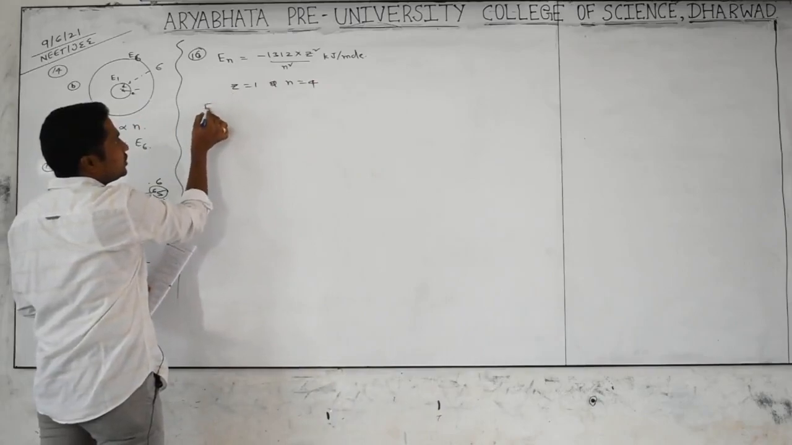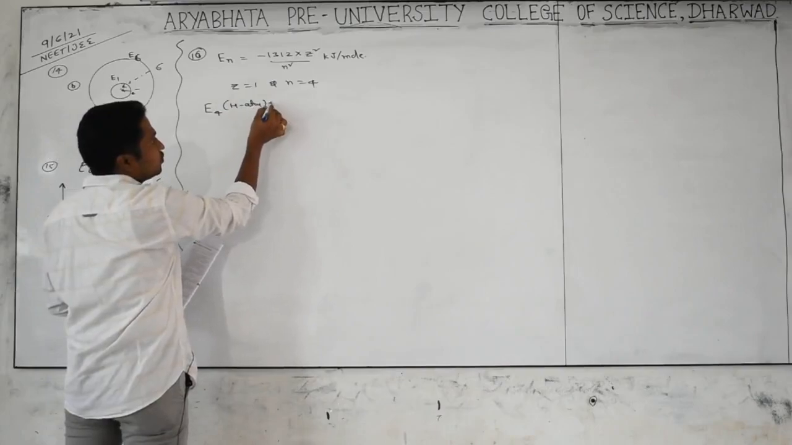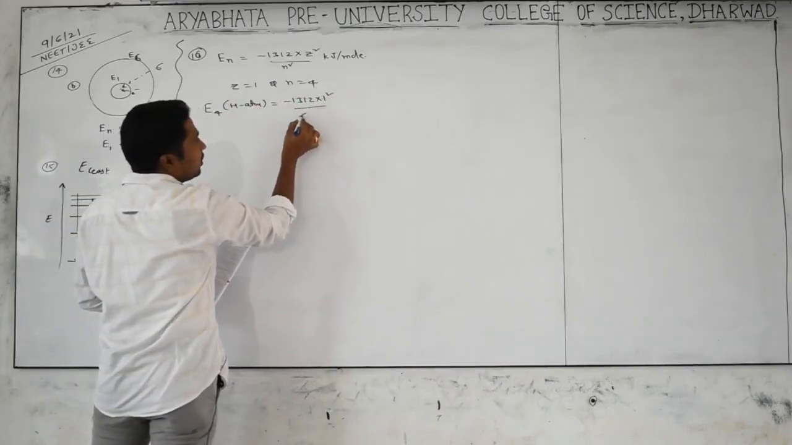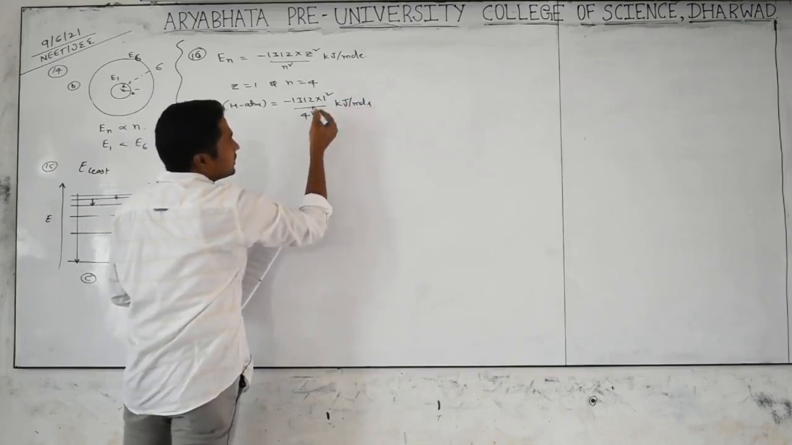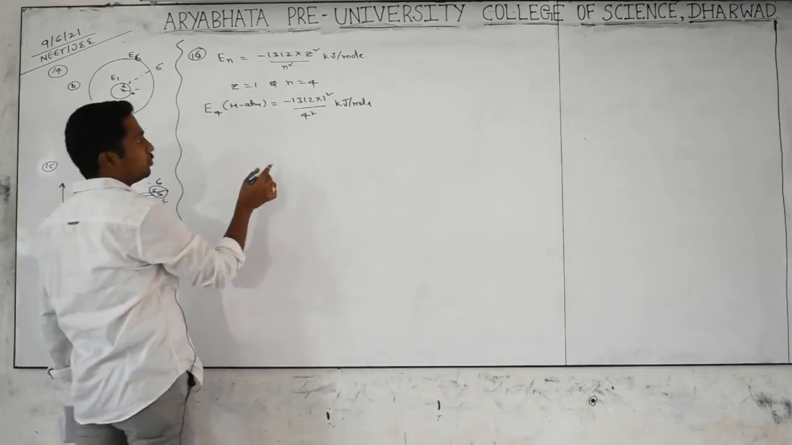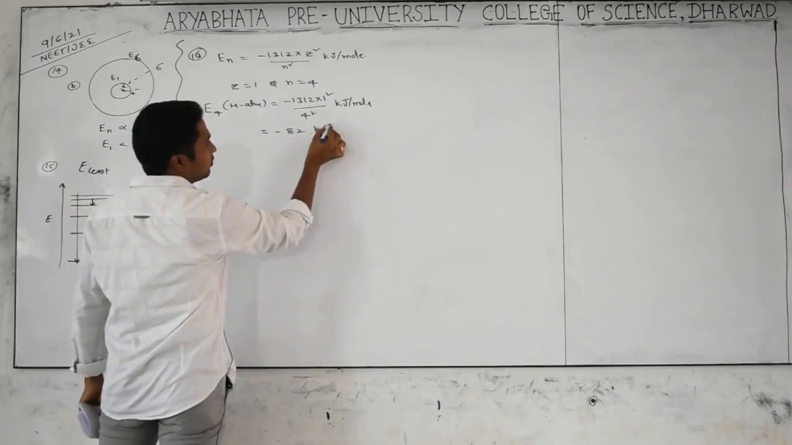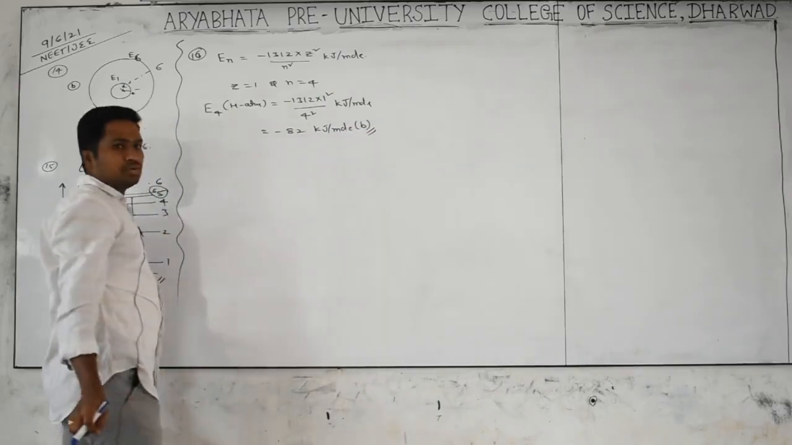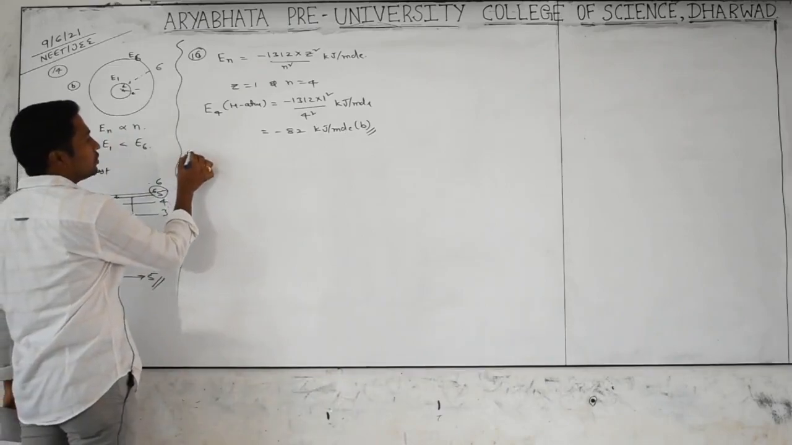Substitute: energy of the fourth orbit in hydrogen atom equals minus 1312 into 1 square by 4 square kilojoule per mole, that is 16. What answer are you getting? I think minus 82 kilojoules per mole we are getting. I think option B is correct. It's a good question. Are you understanding? Now we can go for the 17th one.